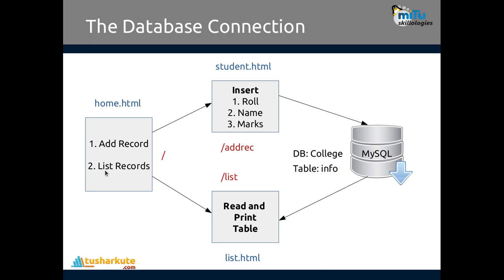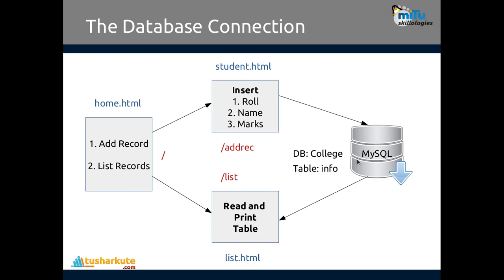And now when I choose list records, it will go to read and print the table by using the list.html file. So it will fire a query on MySQL, and the returned results will be printed on the screen with the help of the list.html file. The operation is performed here.